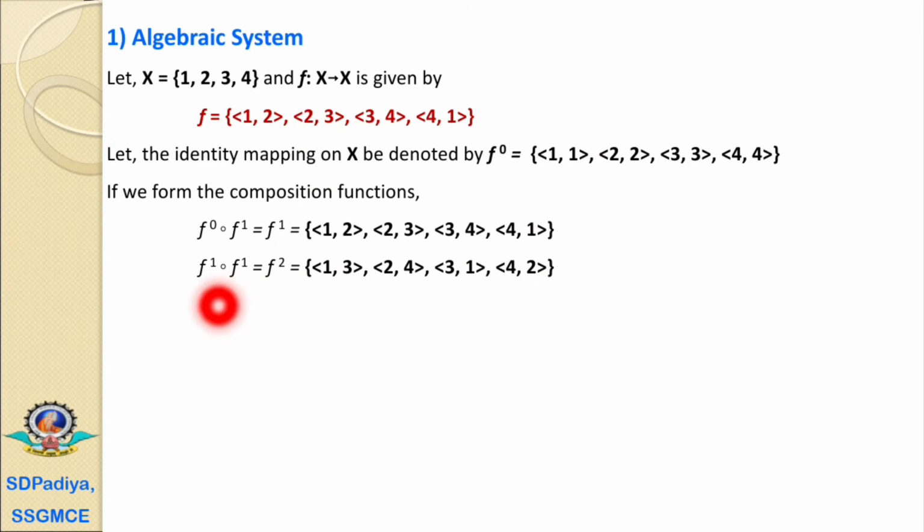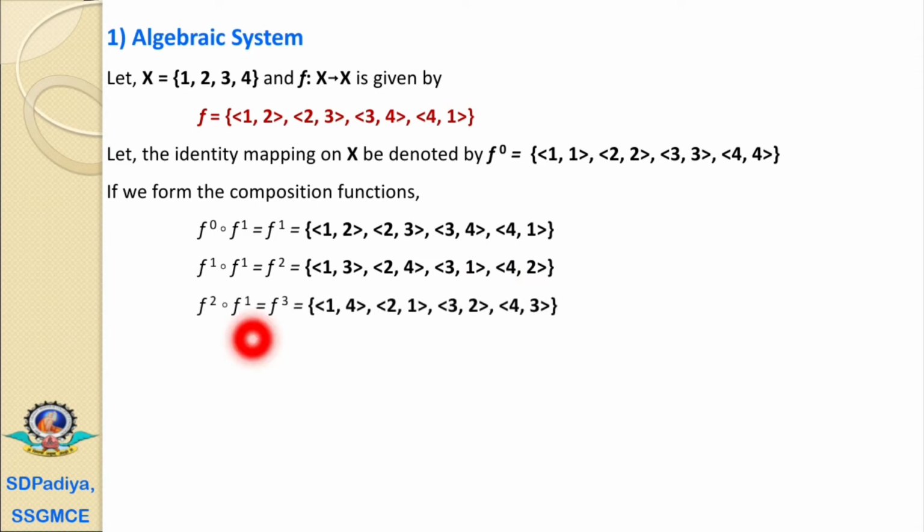If we form the composition of f raised to power 1 with f raised to power 1, then (1, 2) and (2, 3) give (1, 3). The (2, 3) and (3, 4) give (2, 4). The (3, 4) and (4, 1) give (3, 1), and (4, 1) and (1, 2) give (4, 2). To find the composition of functions, we have one special video. You can refer to that video to understand compositions.